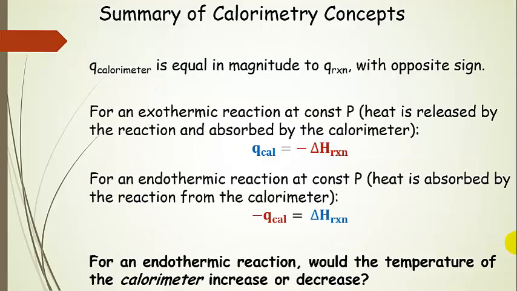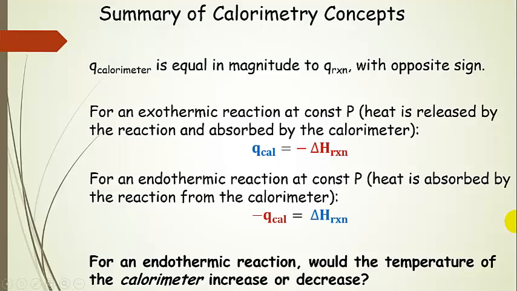So the heat of the calorimeter is equal in magnitude to the heat of reaction with opposite sign. For an exothermic reaction at constant pressure, remember we are measuring enthalpy of reaction, or delta H, heat is released by the reaction and absorbed by the calorimeter. So Q calorimeter is equal to negative delta H reaction. For an endothermic reaction at constant pressure, heat is absorbed by the reaction from the calorimeter, so negative Q calorimeter is equal to delta H reaction, for an endothermic reaction.